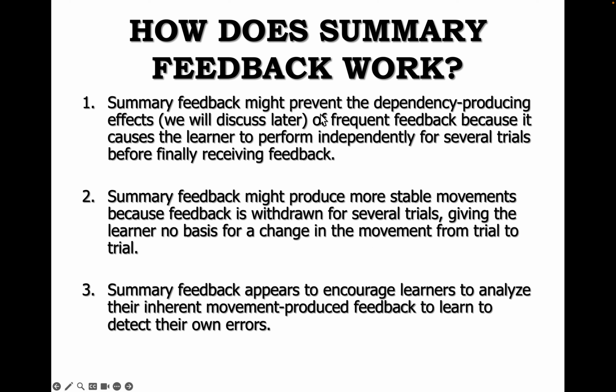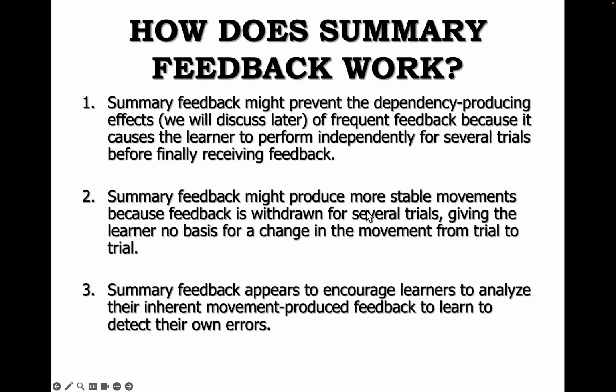So how does summary feedback work? What summary feedback might do is prevent the dependency-producing effects of frequent feedback, which we'll talk about later, because it causes the learner to have to perform several trials without getting feedback. Therefore, they have to rely on themselves to make error corrections and try to get better.